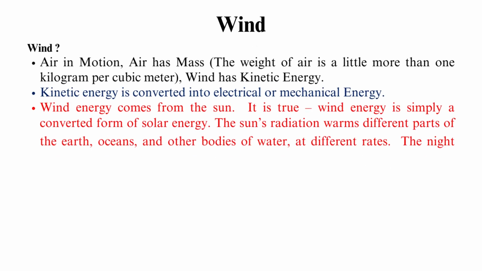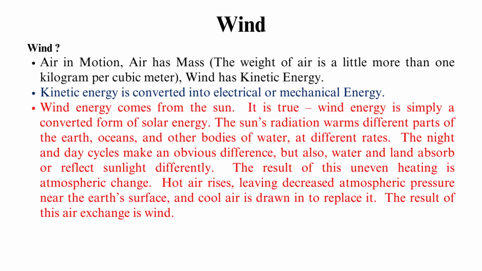What is wind? Air in motion. Air has mass. The weight of air is a little more than 1 kilogram per cubic meter. Wind has kinetic energy. Kinetic energy is converted into electrical or mechanical energy. Wind energy comes from the sun. It is true, wind energy is simply a converted form of solar energy.